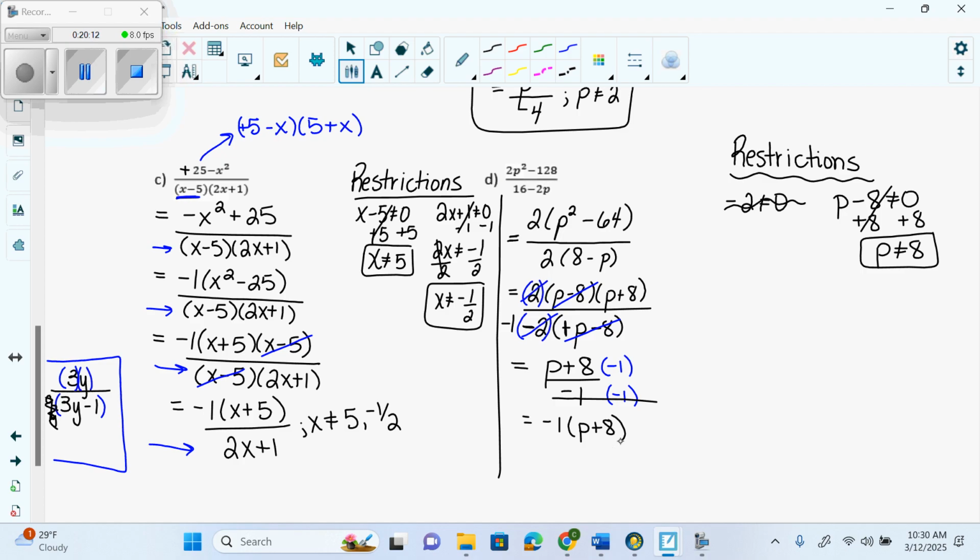So you see how that can come up? By just multiplying by -1. And what you do to the bottom, you have to do to the top; you can't just randomly add things by multiplication. And then p can't equal 8.